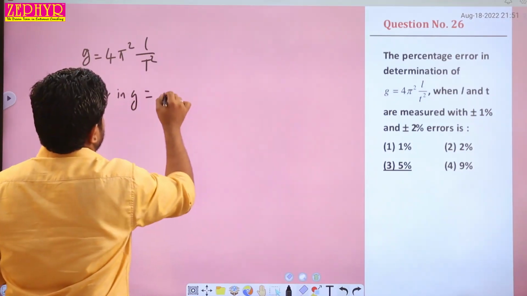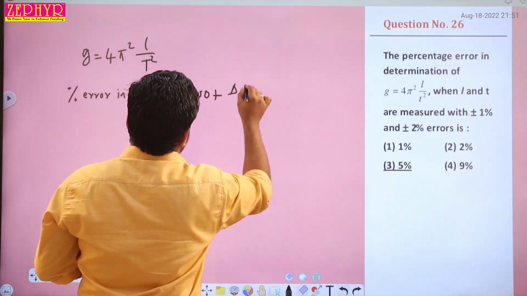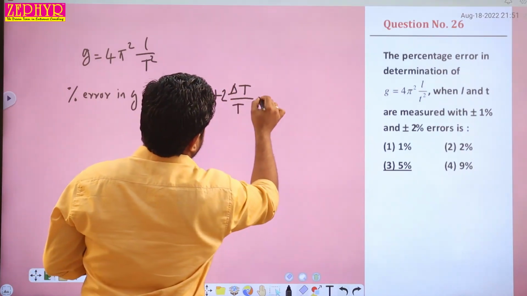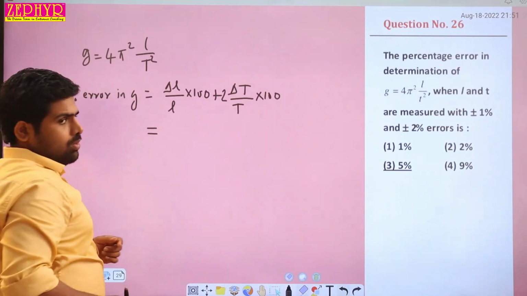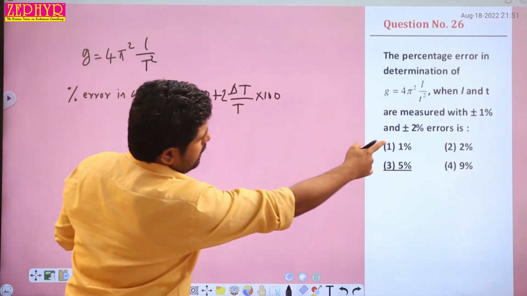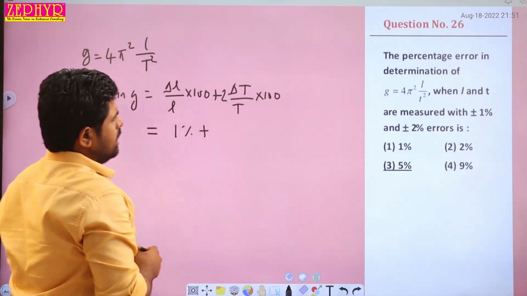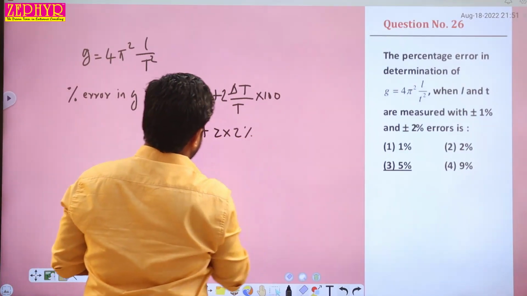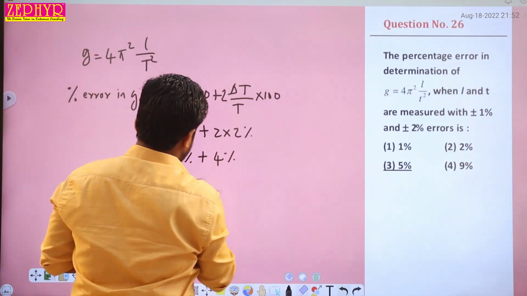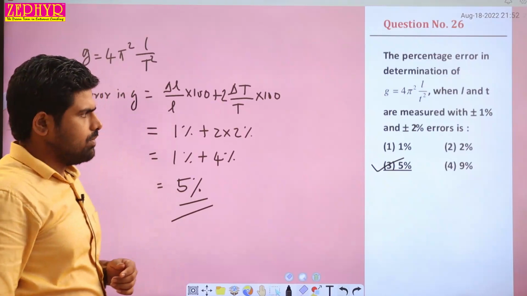g. It is equal to delta L divided by L into 100 plus delta T divided by T. Here the power is 2, therefore 2 into delta T divided by T into 100. Now delta L divided by L into 100 is 1%, plus 2 into 2%. So it is 1% plus 4%, which is equal to 5%. So the right option is option 3.